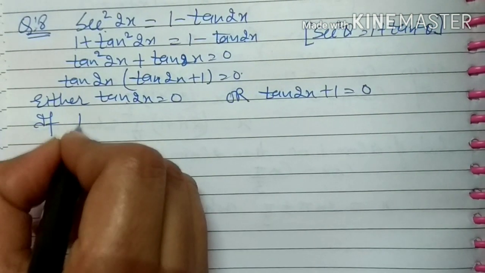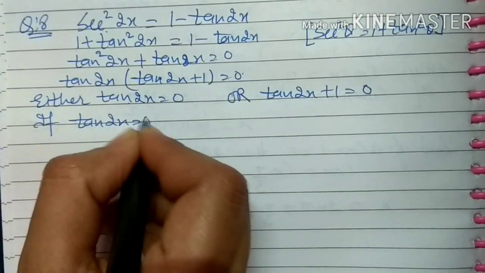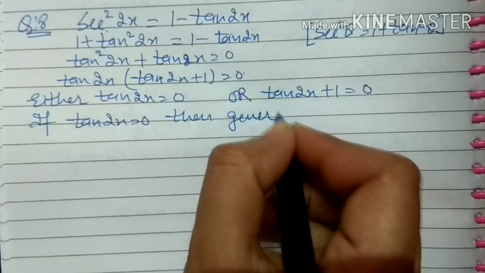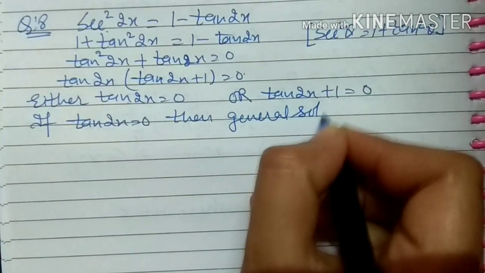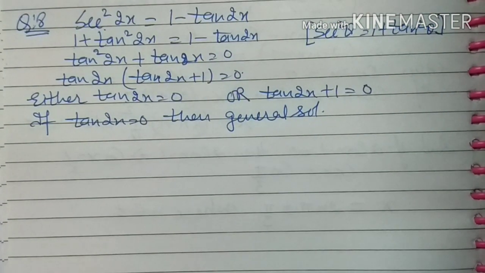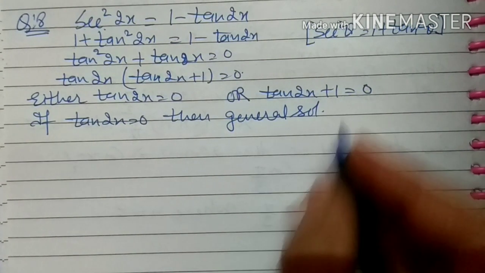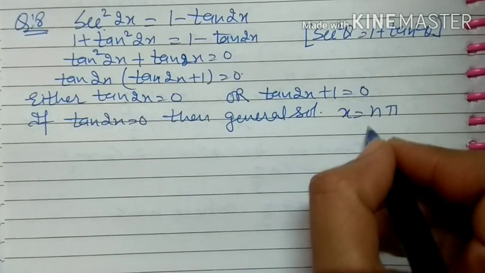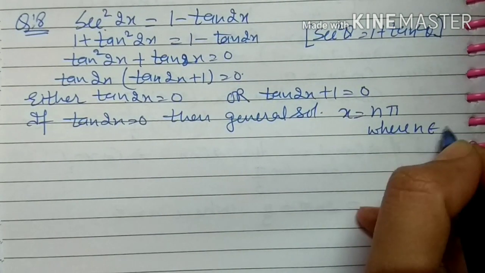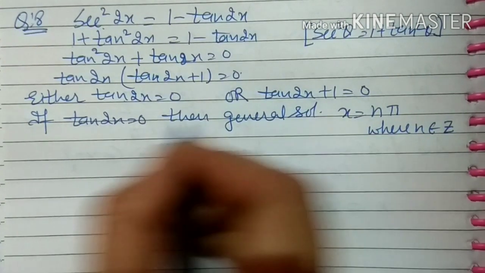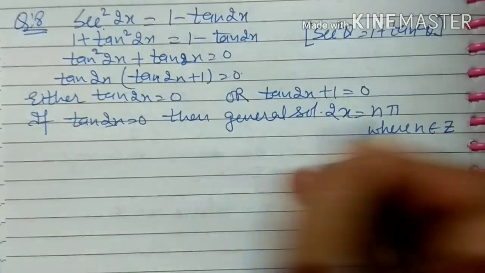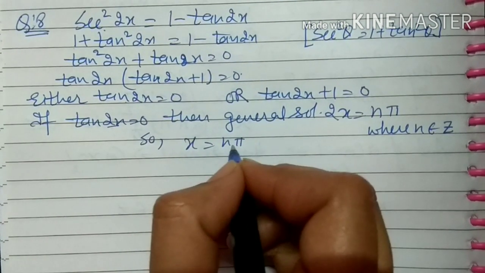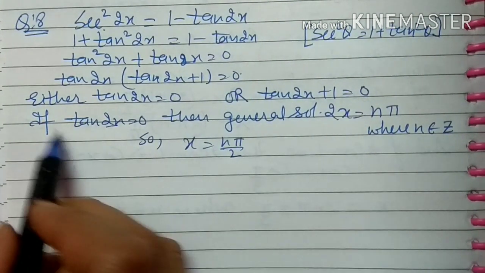Firstly we will solve this. If tan 2x is 0, then the general solution is, we know that if sin x is 0, tan x is 0, the answer is the same, x equals n pi, where n belongs to the set of integers. We have 2x here, so we get 2x equals n pi. So x equals n pi by 2. Clear?